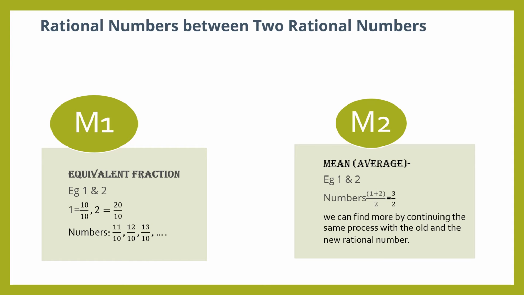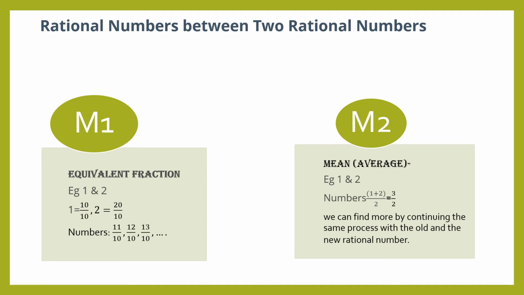Using equivalent fractions, always remember one thing: it is easy to take denominators as 10, 100, 1000 like that, depending on the numbers which you want to find out. Suppose you want to find out in between 9 or 10 numbers, then you can take denominator as 10. If you want more numbers, you can take 100 in the denominator.